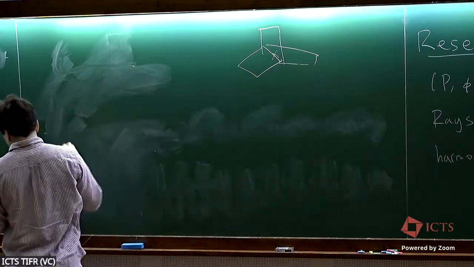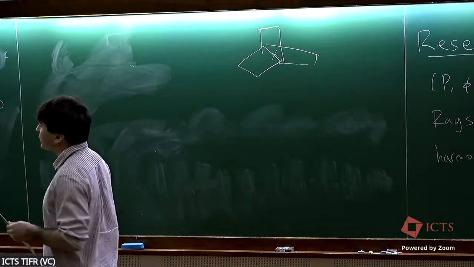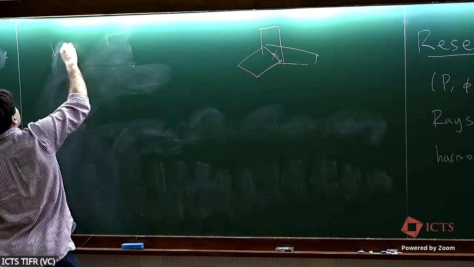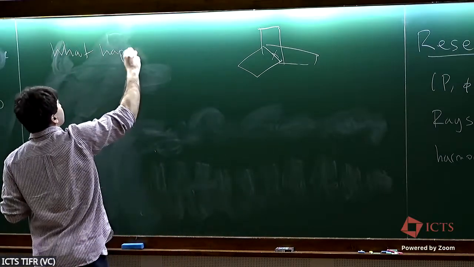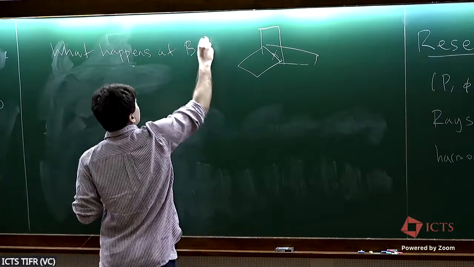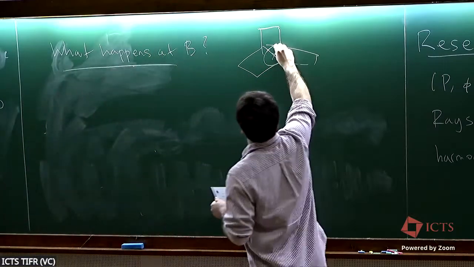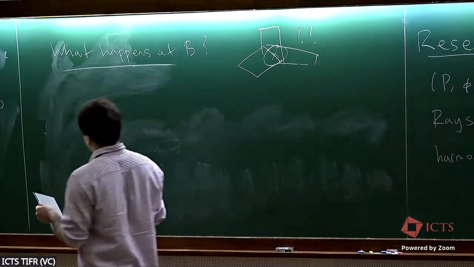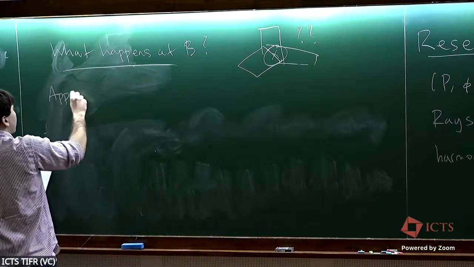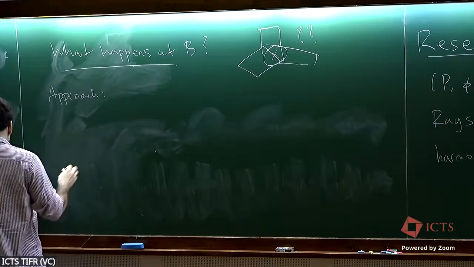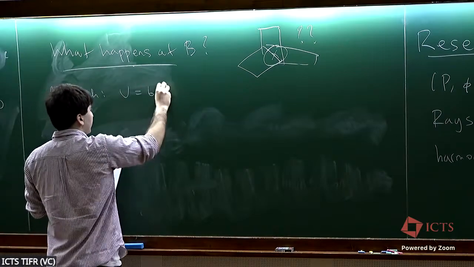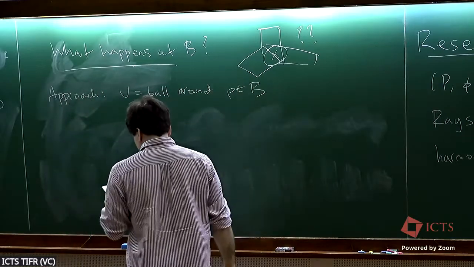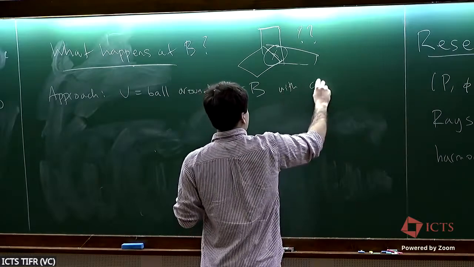All right, so I think we've totally understood the intrinsic asymptotic geometry of these harmonic maps. So the main question to address then is what happens at the set B? So this bad point here. Okay, so the standard approach in geometric analysis would be to do the following. Take U to be a ball around P in B with a coordinate, let's call it Z.